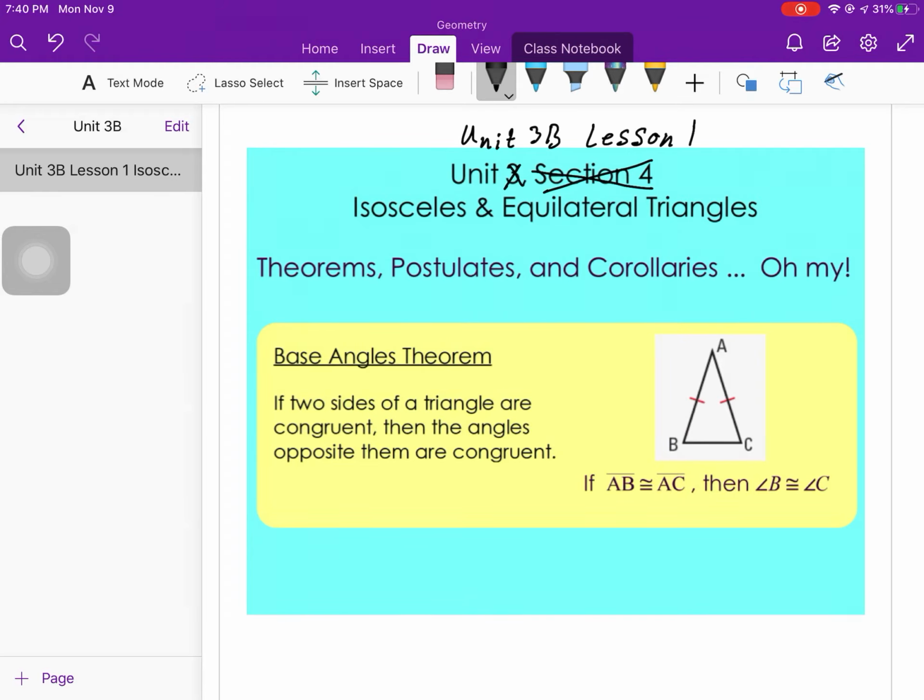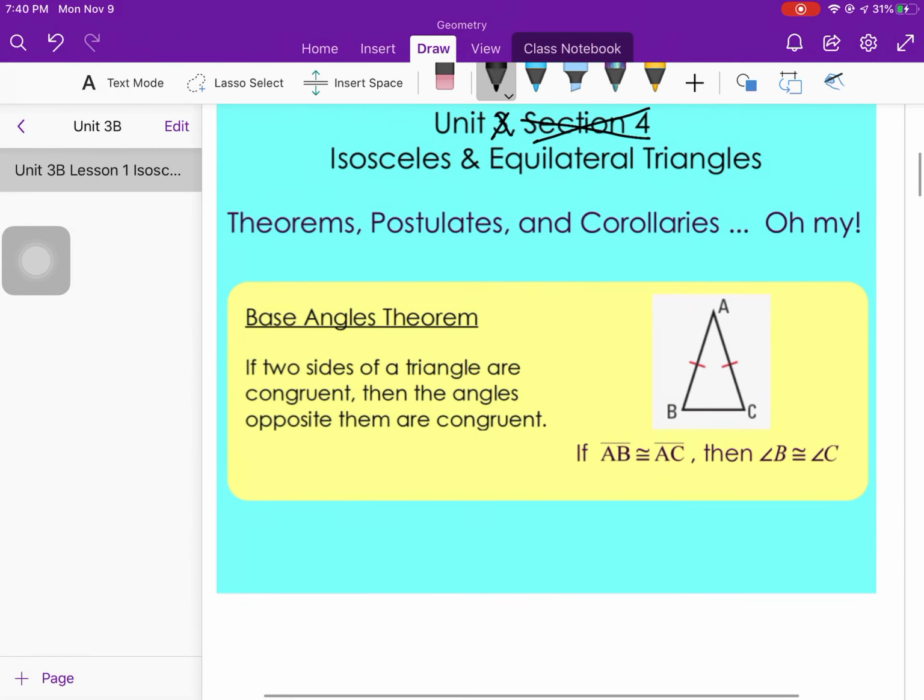We have theorems, postulates, and corollaries. Oh my, if you recognize that quote, I'd be very impressed. So this is base angles theorem. What we're specifically talking about in this lesson is isosceles and equilateral triangles. Remember, an isosceles triangle is a triangle that has two sides the same, and an equilateral triangle has all three sides that are the same.